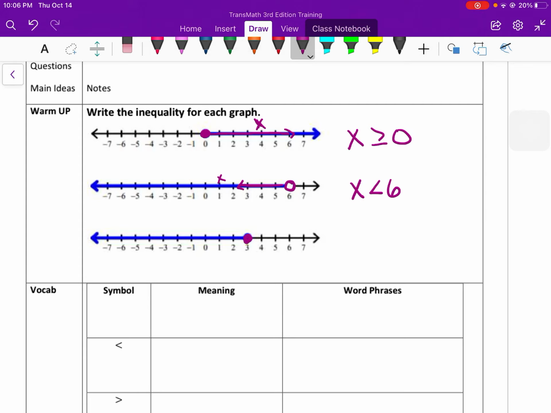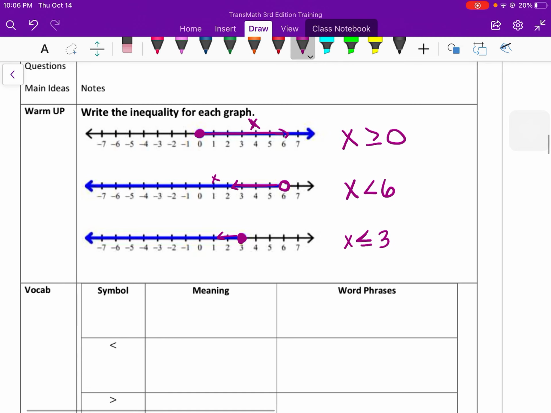And then for the last one, it's a closed circle going to the left of 3, so it should be less than or equal to 3. So equal to 3 because it's closed, so 3 is included in there, and less than because it's pointing to the left, and all the values are less than 3 to the left.